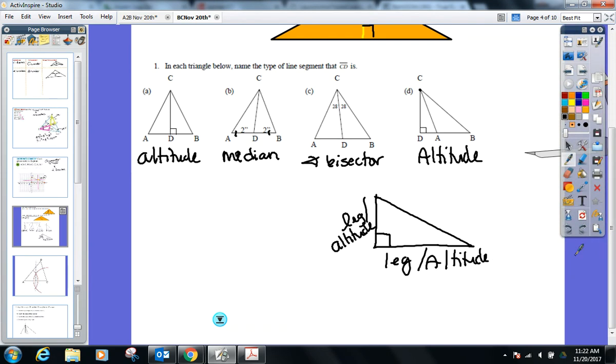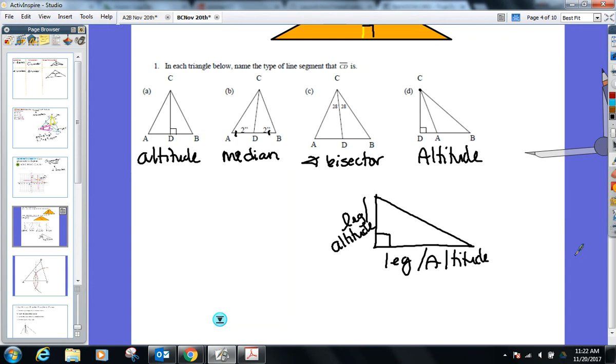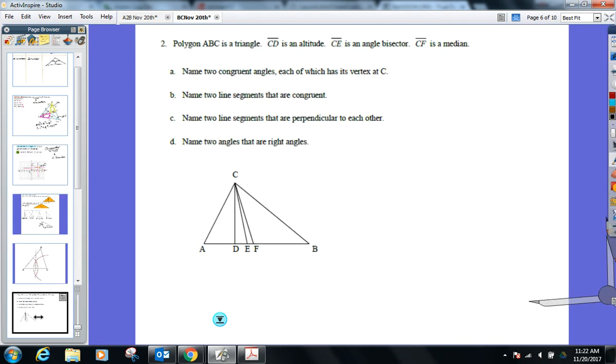Are we okay? Right triangle, 2 legs, altitude. All right, go ahead. Same thing on the next one. You and your group, about 2 minutes. I throw out a lot of vocab there. Take your time.